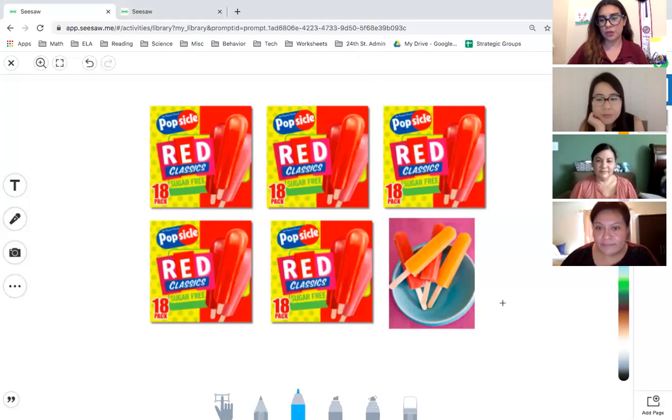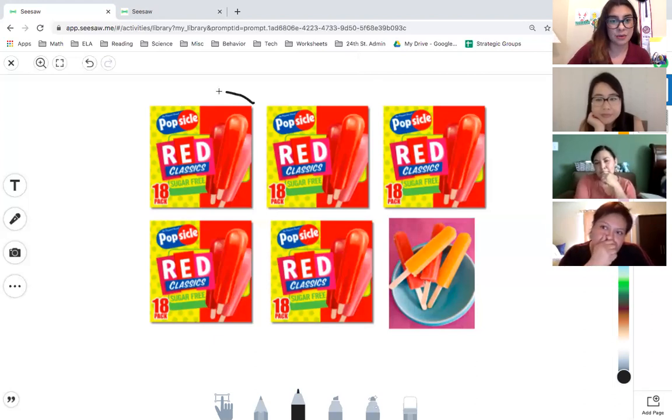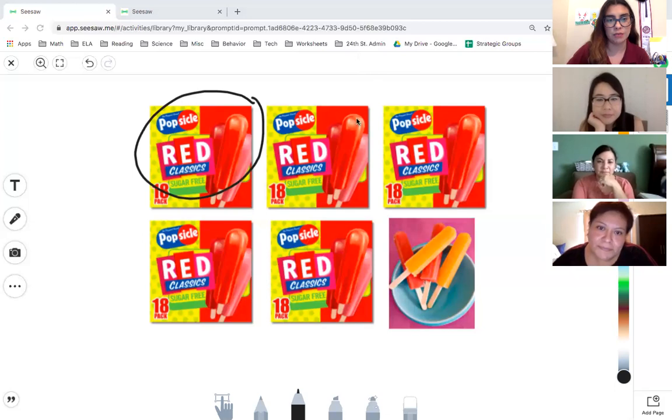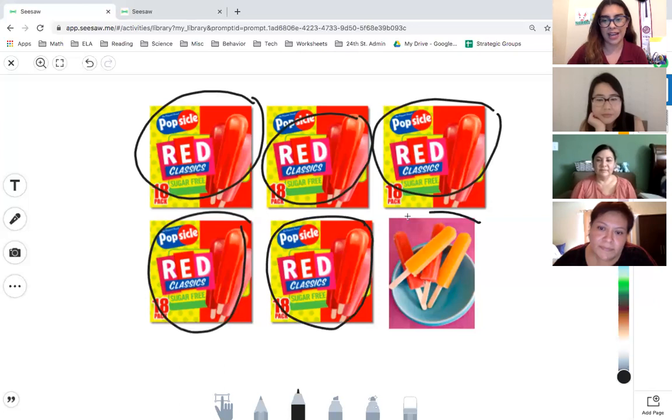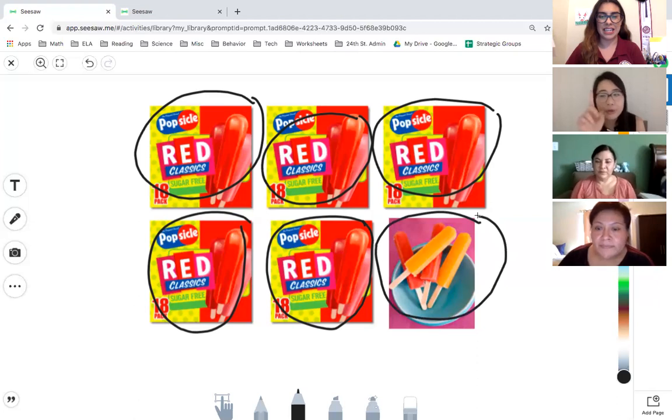And teachers, do you agree with Miss T? Do you think that we should count by 18 by our boxes that we see here? Awesome. Okay, so we have one group of 18, another group of 18, another group of 18, fourth group, a fifth group, and then what do we do with these, Miss T? We can just put them in one group of 4. One group of 4. Thank you.